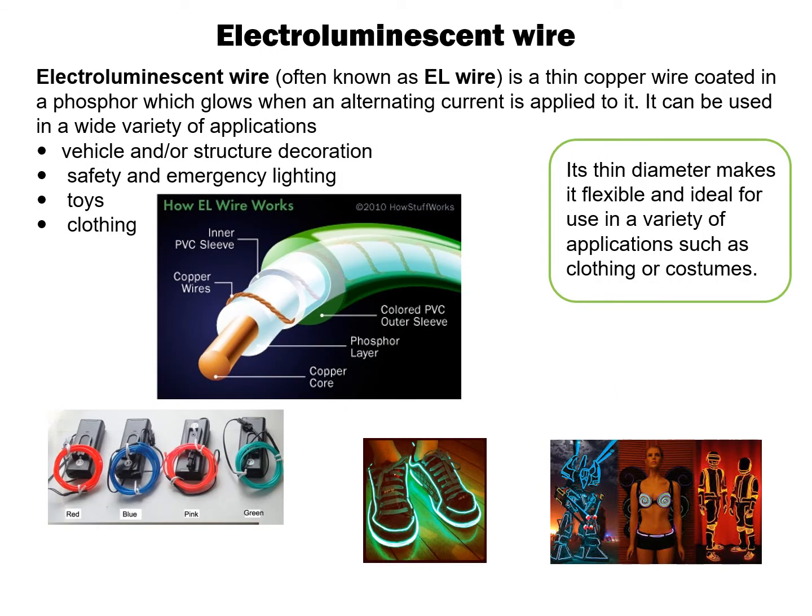Electroluminescent wire, or EL, is another type of interactive textiles. This one is normally glowing or lit up. It can be incorporated into fabrics and products. It's very flexible, so can go around curves, but it can also be used for safety and emergency lighting.